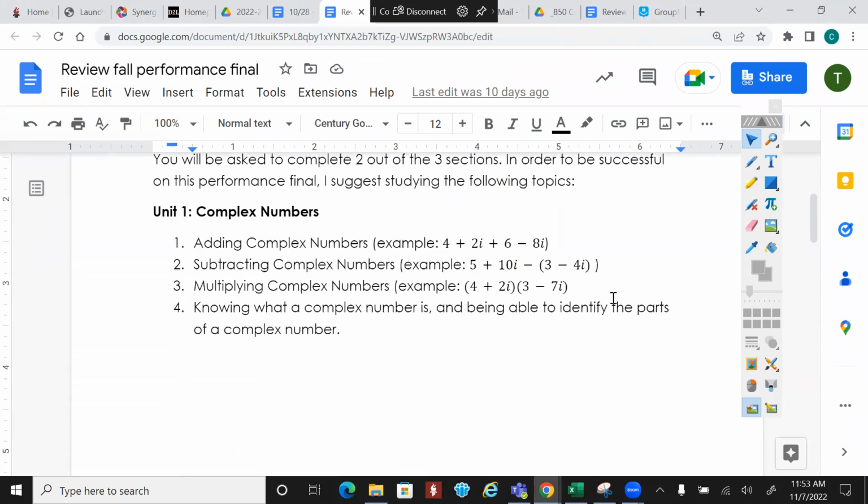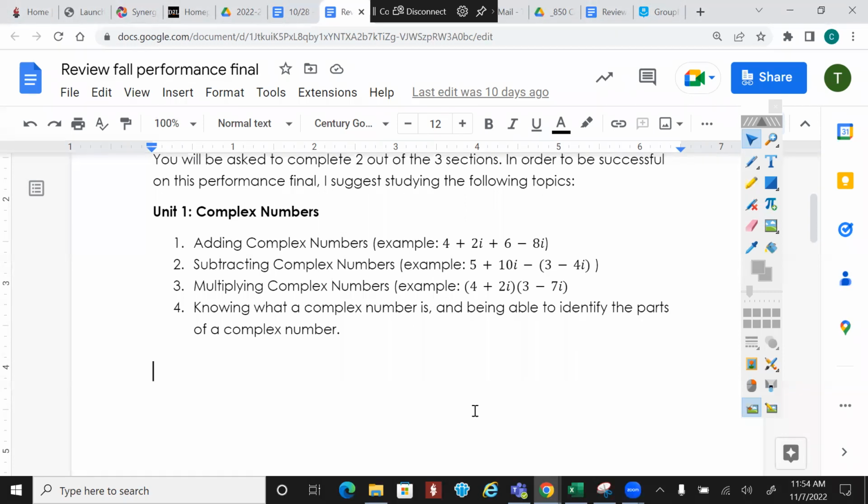So let's go through the types of questions that you're going to see. They are going to be very similar. On your performance final, you must show your work. You have to show your work. Explanations are also necessary. So I'm going to show you how to do the problem, but tomorrow or Wednesday and Thursday, you'll actually explain it. Okay, so, all right, on this first one, it's adding complex numbers.